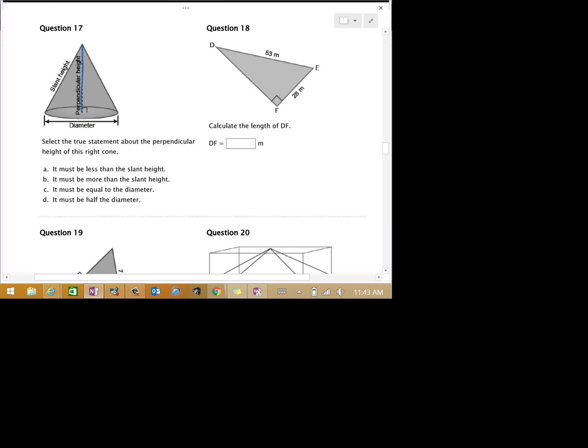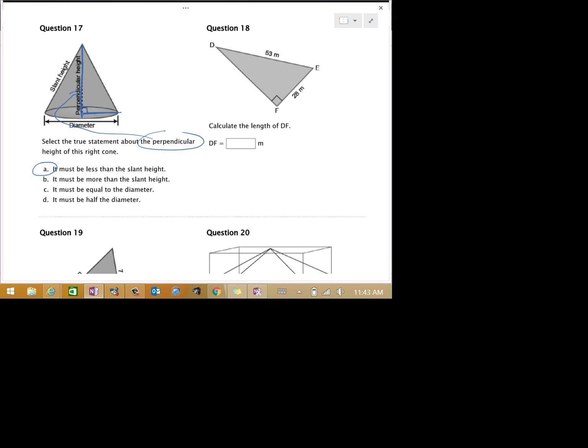So what we've got is a right-angled triangle, haven't we? Which one's the hypotenuse? The slant height. So the slant height has to be greater than the other 2. So it's saying that the perpendicular height of the cone, that's this one here, must be less than the slant height, because the slant height is the hypotenuse. Hey, I got that right.